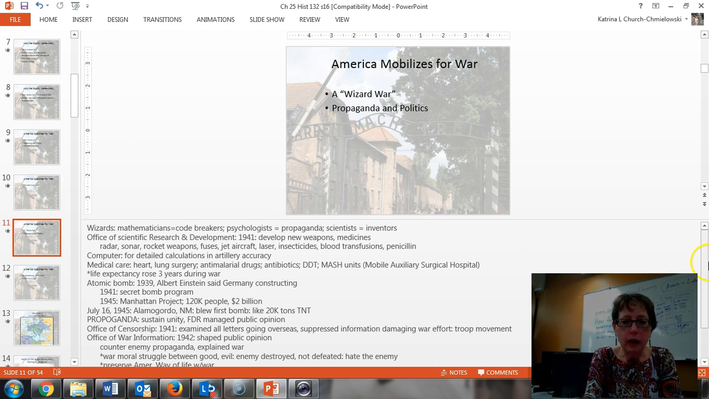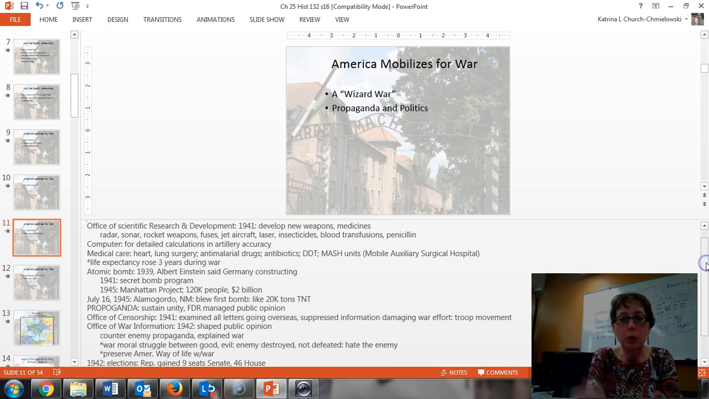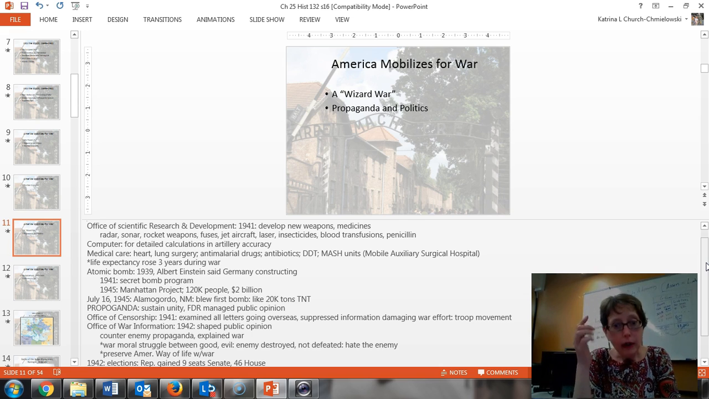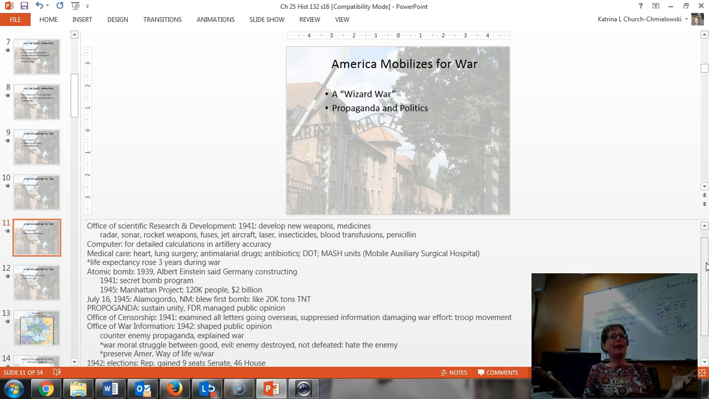So medical care, you had MASH units, the Mobile Auxiliary Surgical Hospital, antibiotics, anti-malarial drugs, lung surgery, heart surgery. Your life expectancy actually rose during the war, which doesn't really make sense because you have all these people dying off, but your life expectancy goes up because they developed so many new medical procedures that could improve your life enough to raise your life expectancy. Right?